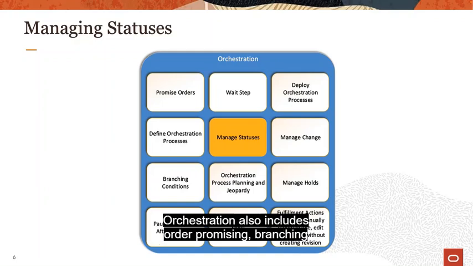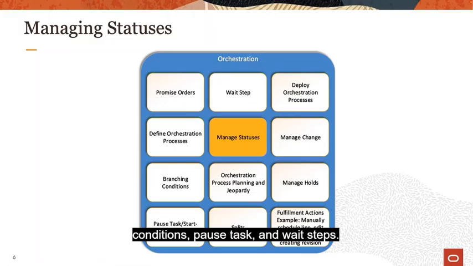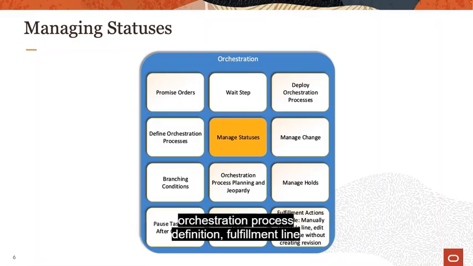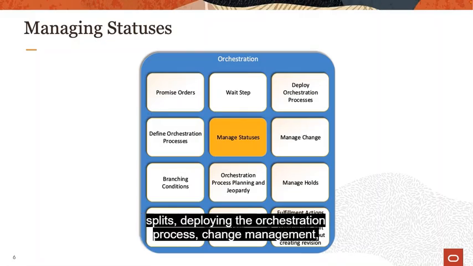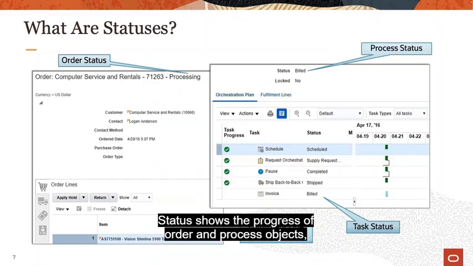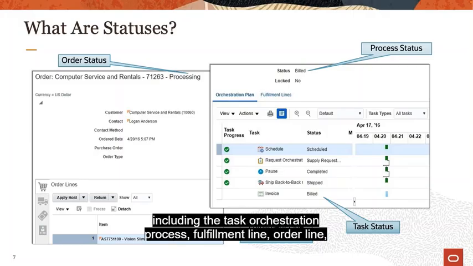Orchestration also includes order promising, branching conditions, pause task, and wait steps. It also covers orchestration process planning and jeopardy management, orchestration process definition, fulfillment line splits, deploying the orchestration process, change management, and hold management.